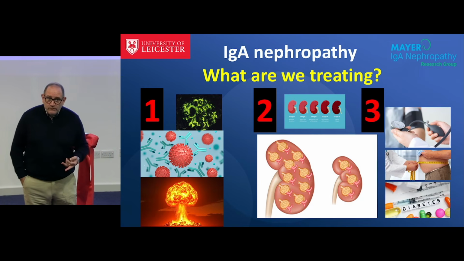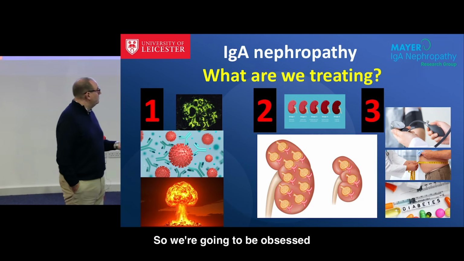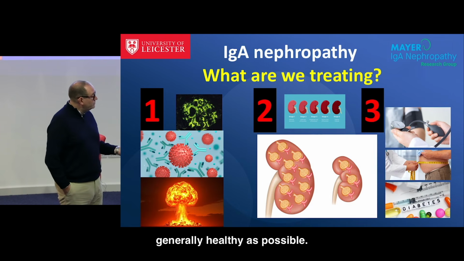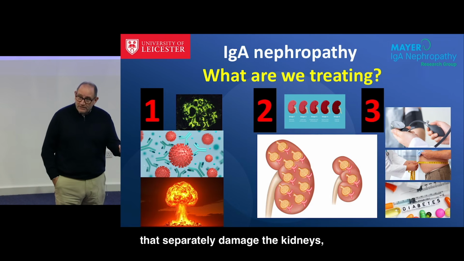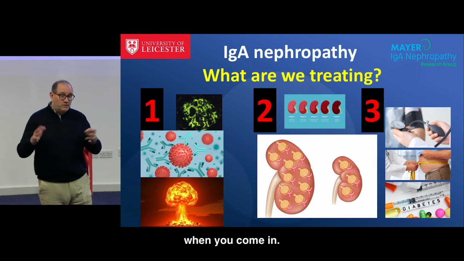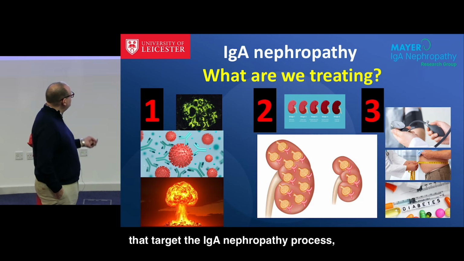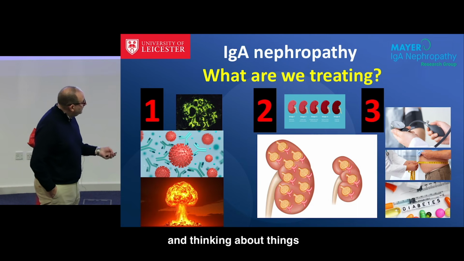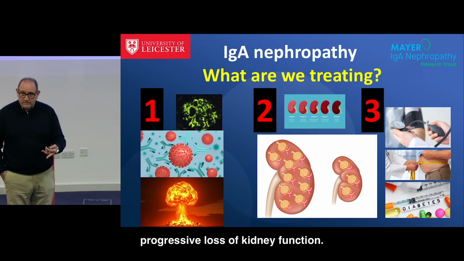Controlling your blood pressure. We know irrespective of what you have, high blood pressure damages kidneys. So we're going to be obsessed about your blood pressure. We want you to be as generally healthy as possible. And you may have other conditions that separately damage the kidneys, like diabetes. So all of these things are things we're thinking about when you come in. We want to have treatments that target the IgA nephropathy process, treatments that help with kidneys that are in trouble, and thinking about things that might also be adding to the risk of progressive loss of kidney function.